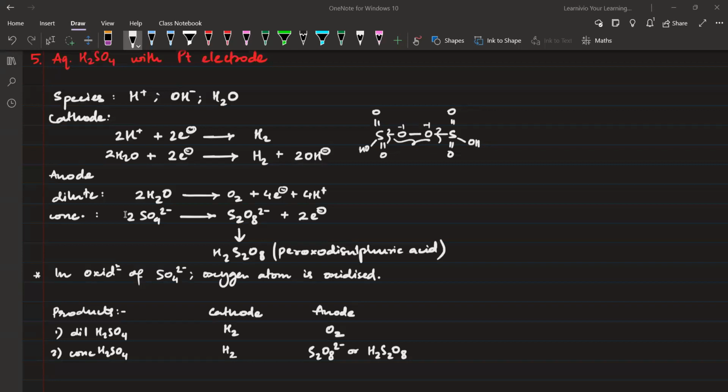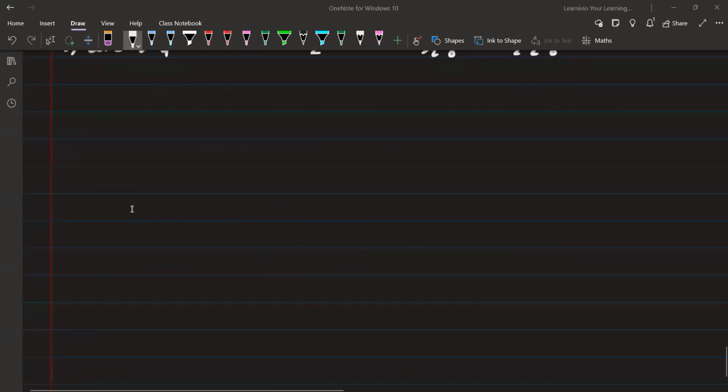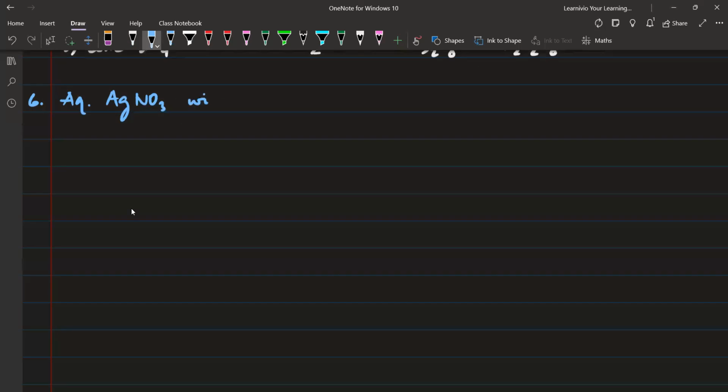The last two that we have here: the sixth one, aqueous AgNO3 with silver electrode. Okay, so please see what happens here. Don't write anything now.